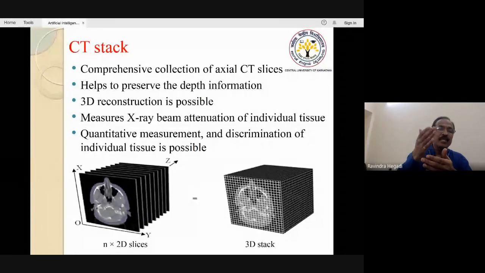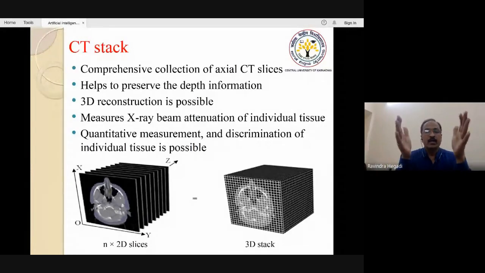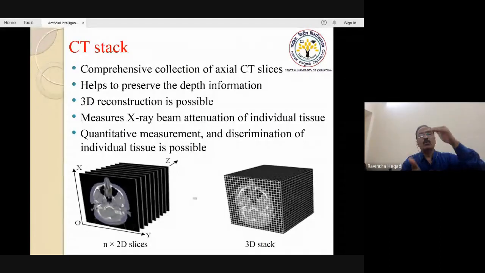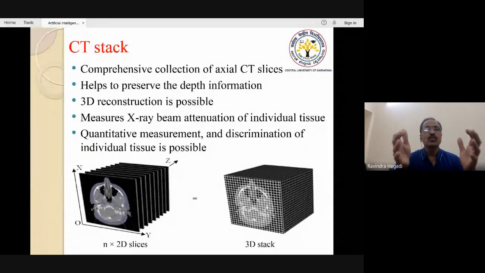So the two-dimensional images are joined together, and that will become a 3D view. They are stacked one over the other. So a comprehensive collection of a number of CT slices is known as a CT stack. Basically, this helps to preserve the depth information of the tissues present in the human body, and using all this stack we can construct a 3D view.